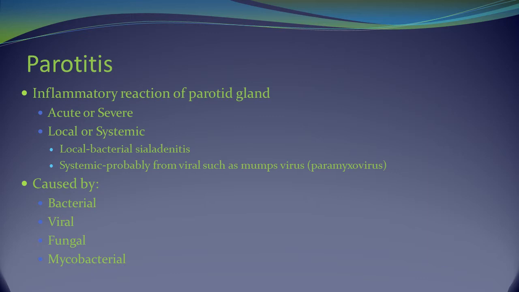They could be a local infection, an inflammatory process such as bacterial sialadenitis, which is an infection of the salivary gland, or it could be systemic, which could be from the mumps virus, the paramyxovirus. The paramyxovirus is usually seen more in children, obviously, in that age group, but it does happen sometimes in adults that they do get mumps.